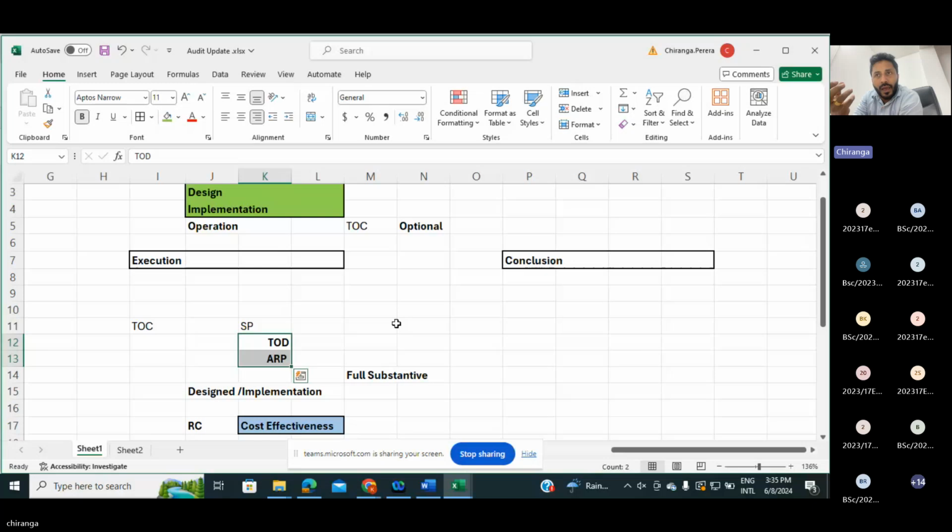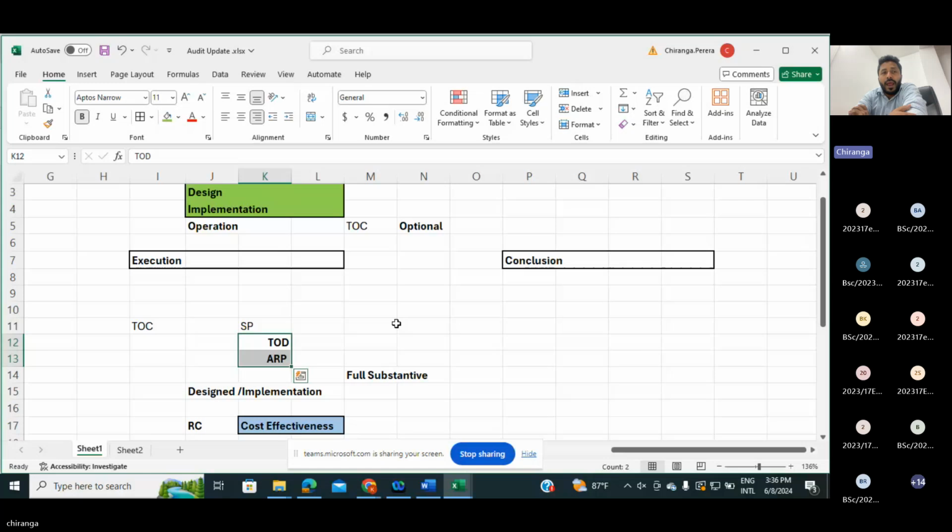Whatever the balances we have, we are checking, doing some analytics and confirming that balance. We can do both ways, right? In some instances we do both ARP plus TOD according to the risk. Basically, we can say that substantive procedures are TOD and ARP. So both TOC and substantive procedures can be done by the auditor. That understanding should be there.